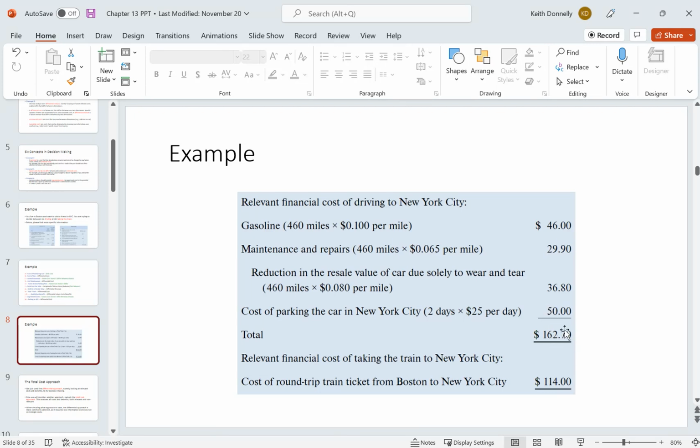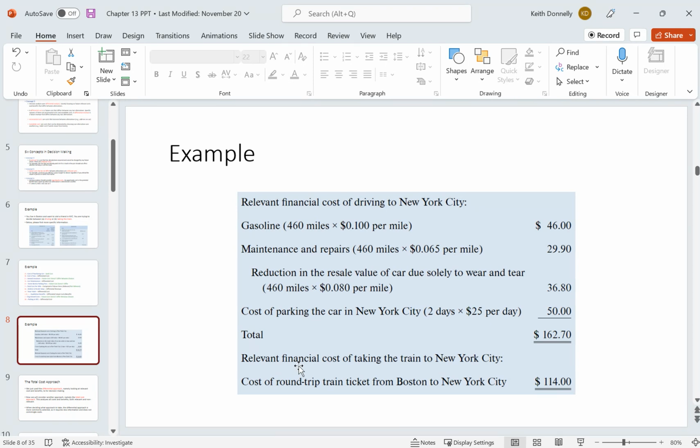So in this way, our total cost would be $1.62. That would be the relevant financial cost, right? So we're not necessarily looking at the qualitative characteristics here. We're looking at just those quantitative items. This would be the relevant financial cost of taking the train to New York City.